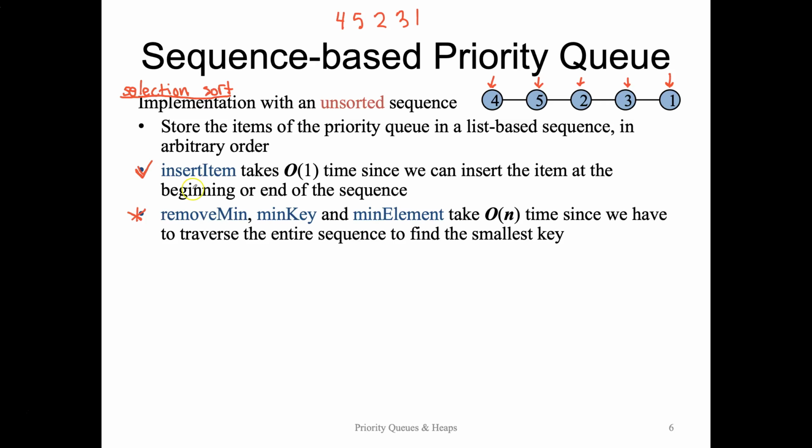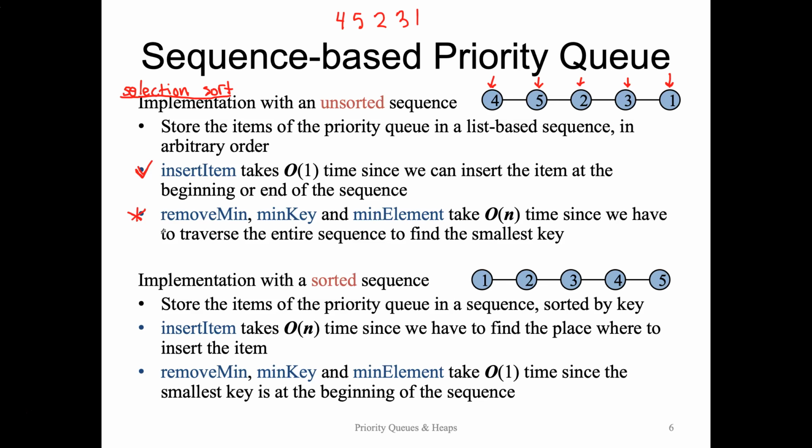Now, we could try and improve this maybe because we see that removing the item which has the smallest key is an expensive operation because we have to find whichever that item is. So we could try and keep track of which one is the smallest while we're inserting items. And this is the idea behind using a sorted sequence in order to implement a priority queue.